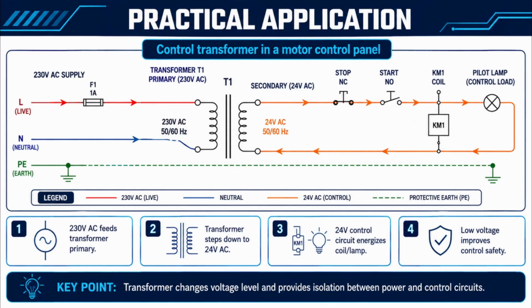In this motor control panel, 230 volts AC is supplied to the transformer primary. The transformer steps it down to 24 volts AC for the control circuit. That lower voltage is then used for the stop and start push buttons, the KM1 contactor coil, and the pilot lamp. So practically, the transformer gives us a safer low-voltage control supply and also provides electrical isolation.